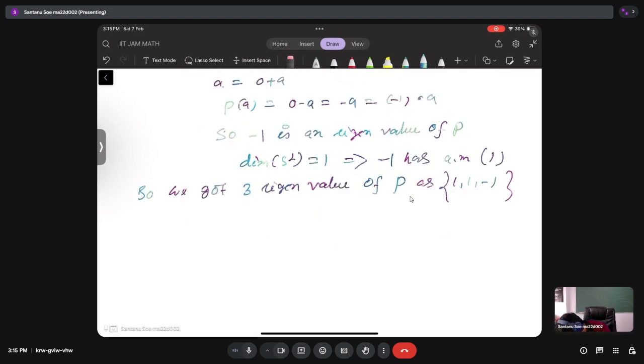So now we can see that the trace of P is 1 and the determinant of P is minus 1.